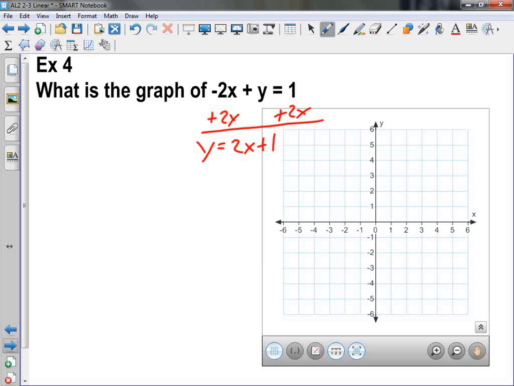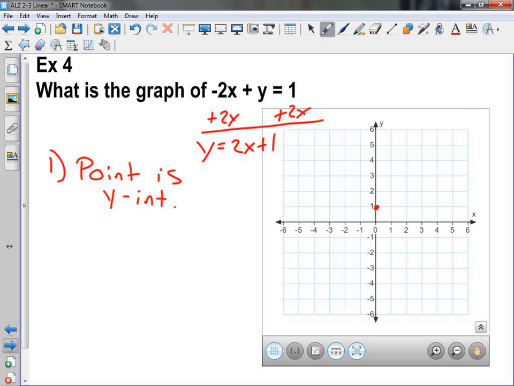Okay. How we graph them is we need 2 points. Straight lines, you need 2 points to graph it. The first point is going to be our y-intercept. So when we graph this, the first point is the y-intercept. What's our y-intercept in this case? 1. So I'm going to go up to 1.